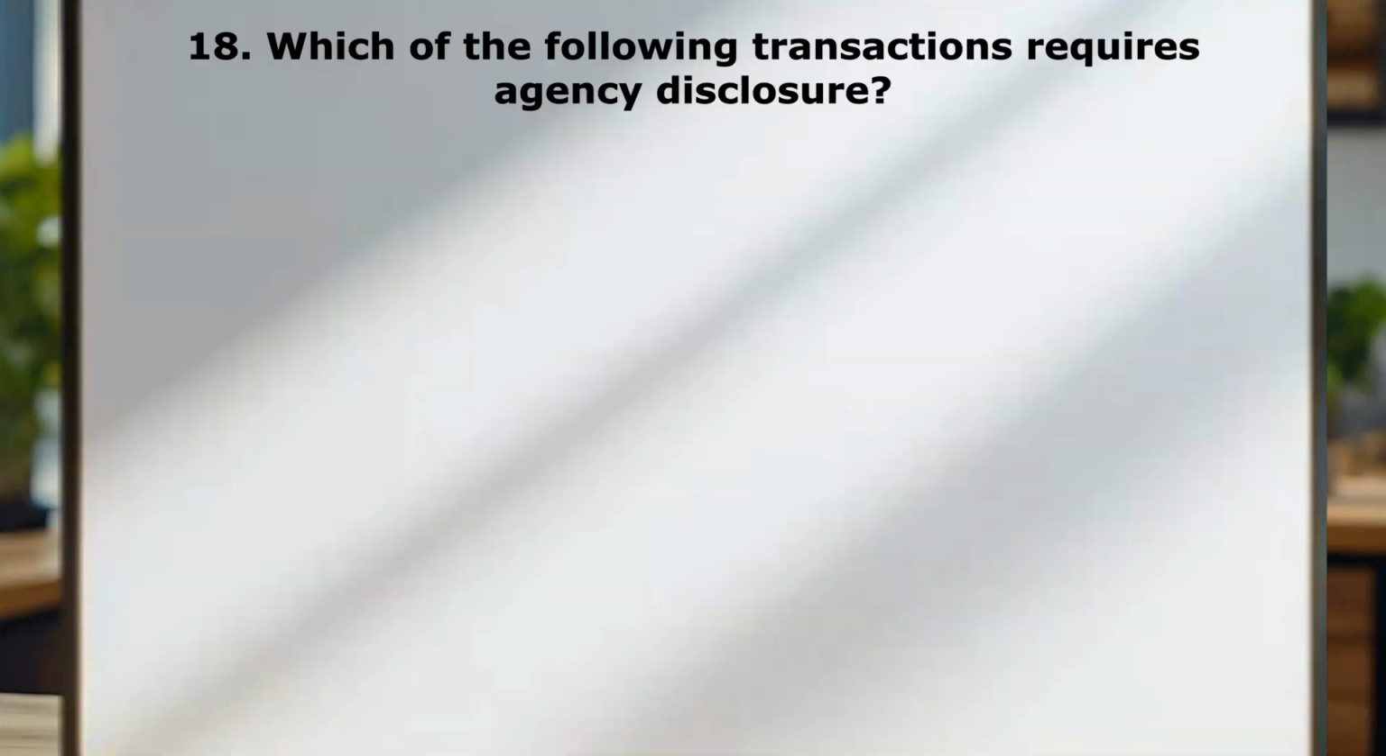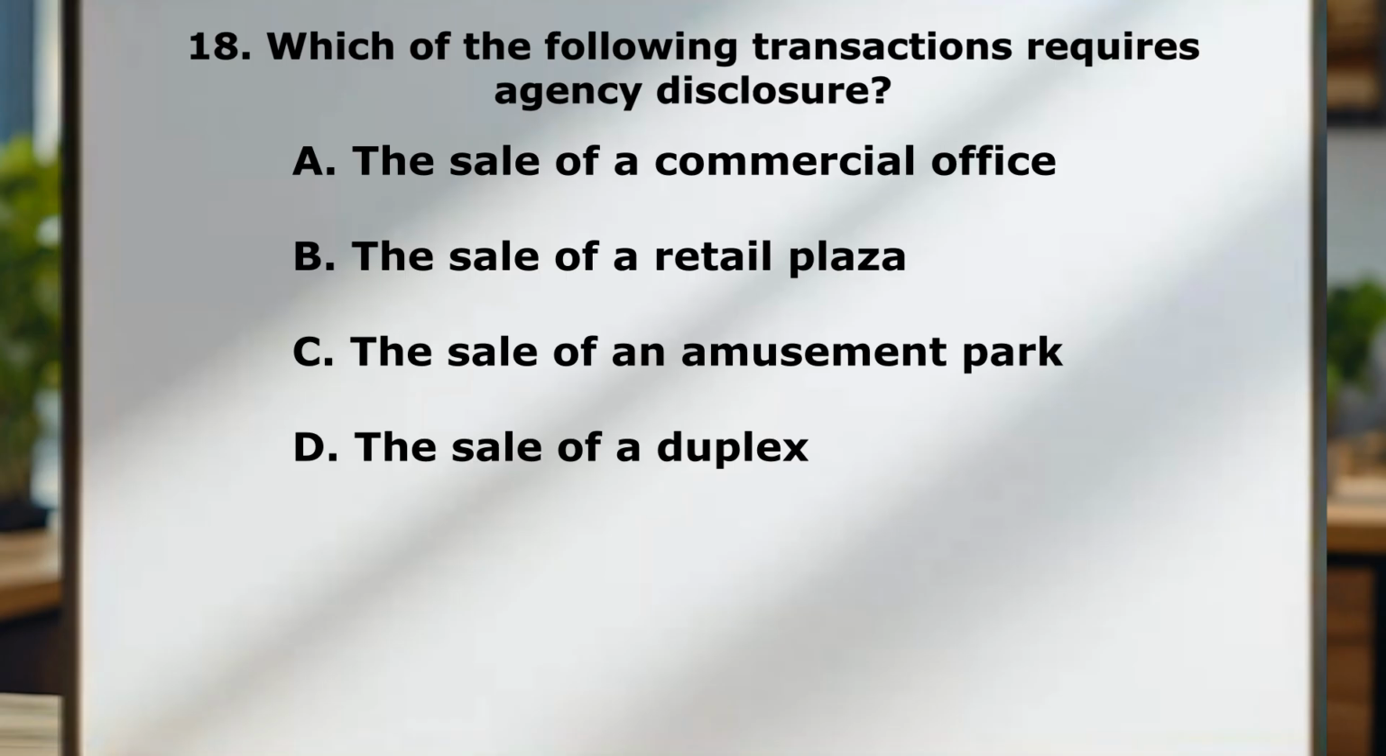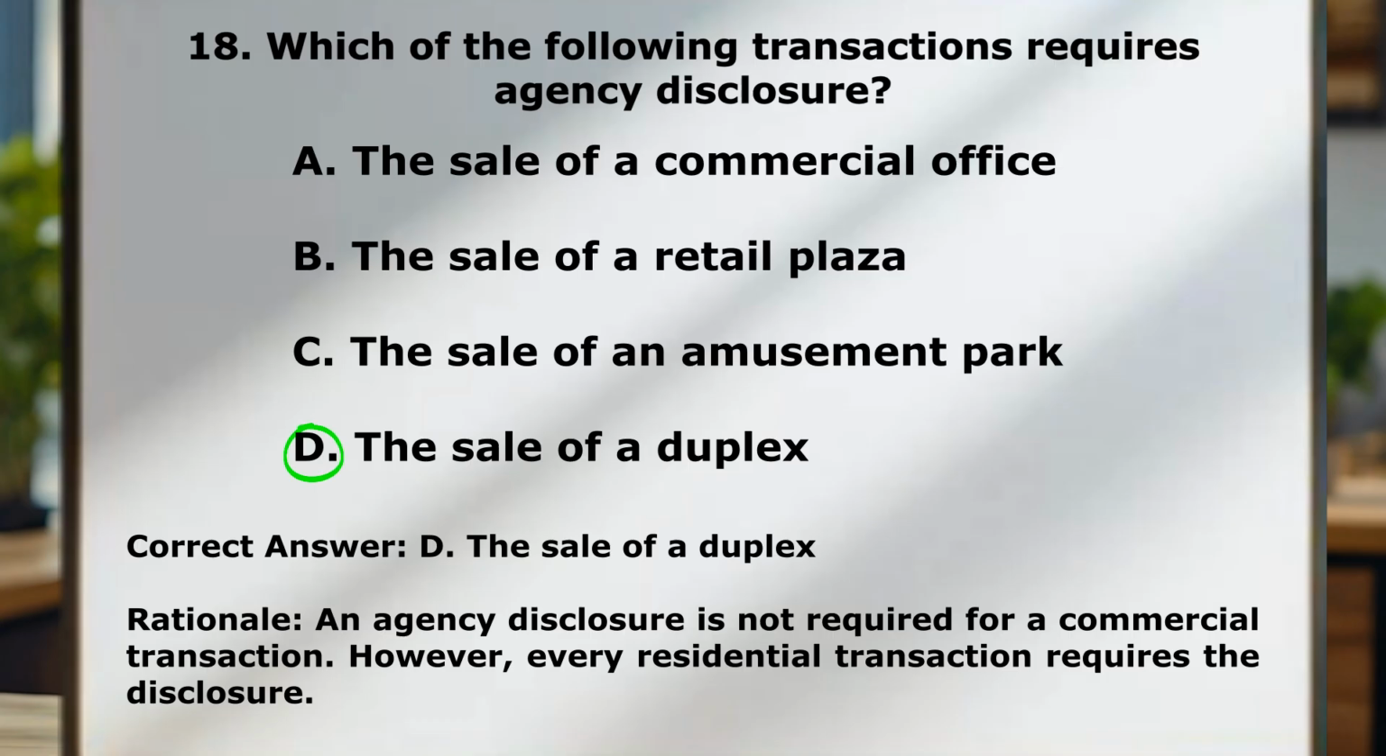Question number 18. Which of the following transactions requires agency disclosure? A, the sale of a commercial office. B, the sale of a retail plaza. C, the sale of an amusement park. D, the sale of a duplex. Correct answer here is sale of a duplex. As mentioned in the previous question, every residential transaction requires the disclosure. Once again, commercial properties do not.